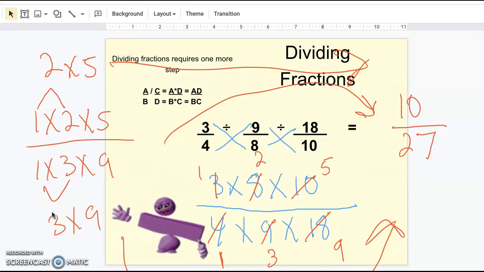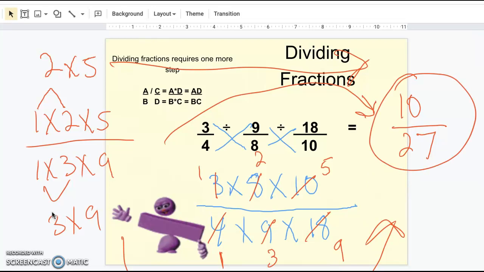Can we simplify it? Can we reduce it? Can we make it any smaller? 10, it's just 1 and 10, 2 and 5. Now, 27 cannot be divided by any of those numbers, so therefore you are done. This is your answer. Okay.